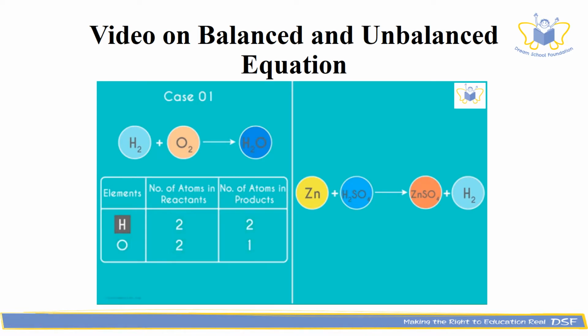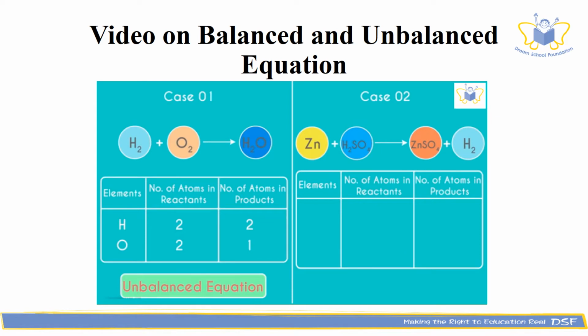For each element, we look at the numbers written in the second and the third column. For hydrogen, we see that the number of atoms on each side is equal. But for oxygen, we see that the number of atoms on the left is 2 and that on the right is just 1. Do you know what we call such an equation? Yes, unbalanced equation. If the number of atoms of each element on the reactant side is not equal to the number of atoms of the respective elements on the product side, then we say that the equation is unbalanced. Now, can you make a similar table for the equation on the right? Can you fill in the values in these cells?